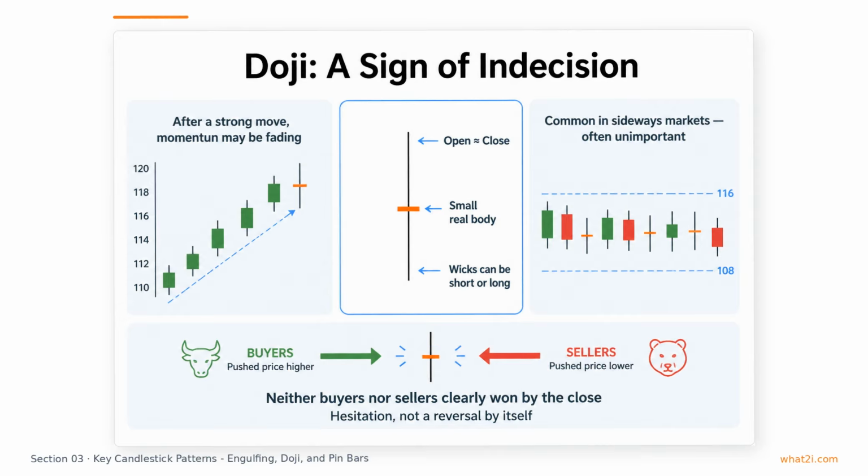In a sideways market, though, dojis are common and often unimportant because indecision is already the normal condition. So a doji is not a reversal signal by itself. It becomes useful only when its location and the next candle give it meaning.